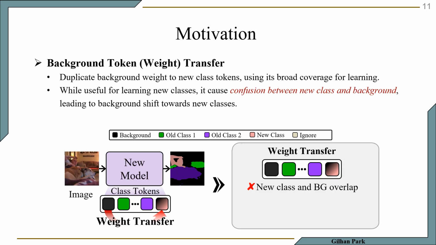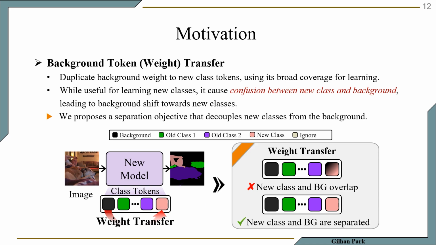Although background weight transfer helps the model learn new classes efficiently by using background weight parameters, it also causes background shift toward new classes. In this case, the boundaries between new classes and the background become blurred, potentially causing misclassification and confusion. So, our method addresses this crucial problem by decoupling new classes from the background through a separation objective.